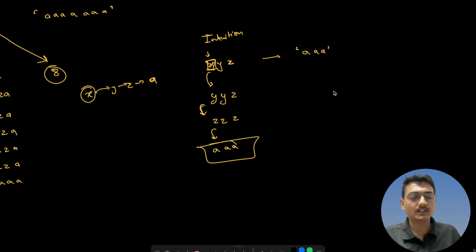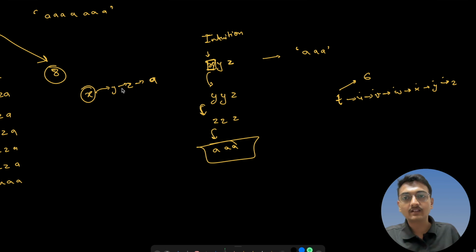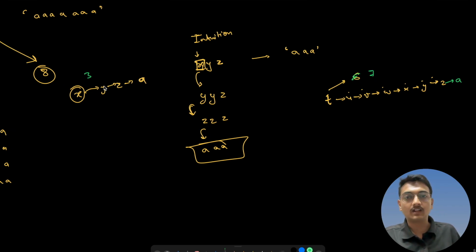Let's say I was at T. From T, what is the minimum number of steps that I need to take? T, U, V, W, X, Y, and Z. So how many? 1, 2, 3, 4, 5, 6. So for T, 6 is the minimum number of steps to reach Z. For X, 1, 2, 3 is the minimum, and this will eventually reach A also. So this will be 7, and this will be 3. From X, I require at least 3 steps. From T, I require at least 7 steps to reach A.